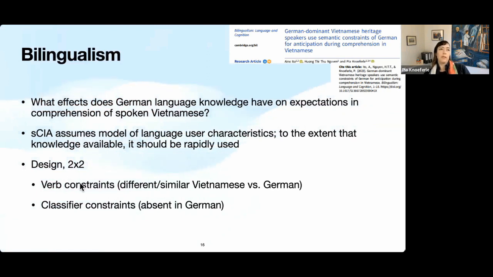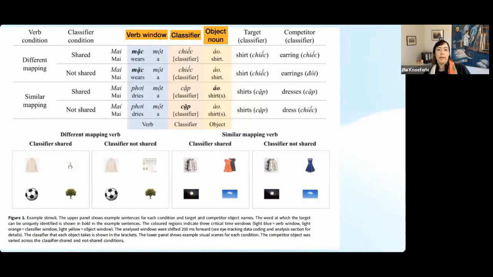The verb constraints, they exist in both languages, but then again, they may be similar between the two languages, or they may be different. And verb constraints can tell you something about what comes next, right? What argument in the sentence is okay. And so we have an interesting contrast here between these two languages. Let's look at a slide. This is very busy here, and I'll take you through it.